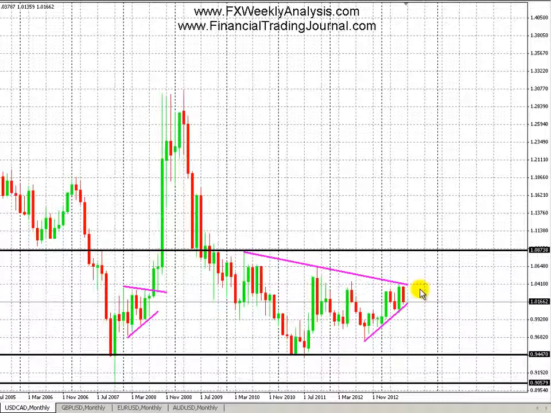On the monthly scale, we have not broken the symmetrical triangle yet. So until we do break out of this, we don't have a move. Basically, the long-term forecast will be changed back to unclear on this pair because we're still inside the symmetrical triangle. So that was just a mistake on my part. There's nothing else to say there.